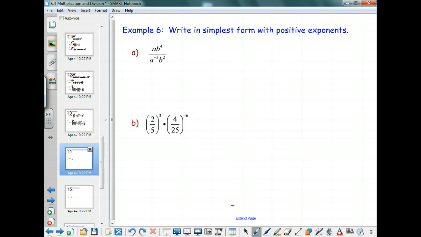Okay. Example 6. We're going to write in simplest form with positive exponents. We're going to use the rules that we've been seeing. Some of the things we're going to use are actually properties. Others are simplification techniques, like when you've got an a and an a and they cancel. All right. So somebody give me an example of what I could do here. There are several ways to start. What's one way I could start?